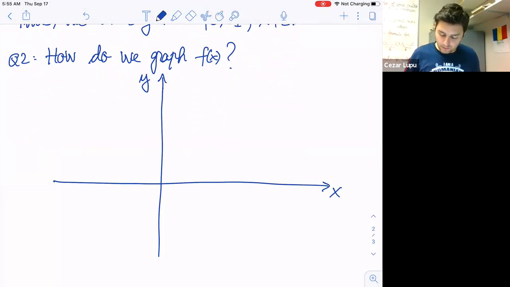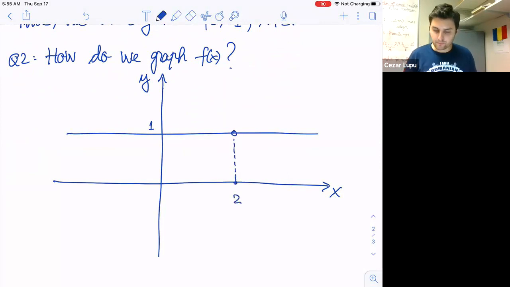And so this is 1 here. Here I have a point, and it will go all the way. So this is 2. And as you can see, there are undefined points on a graph of a function, right?